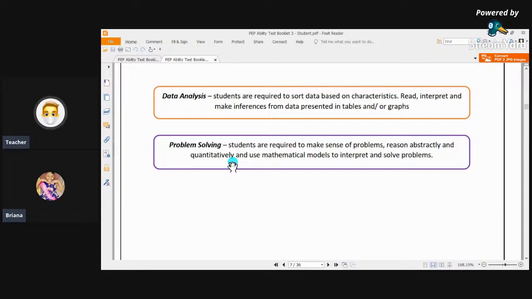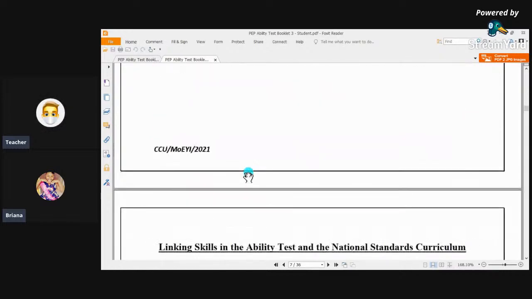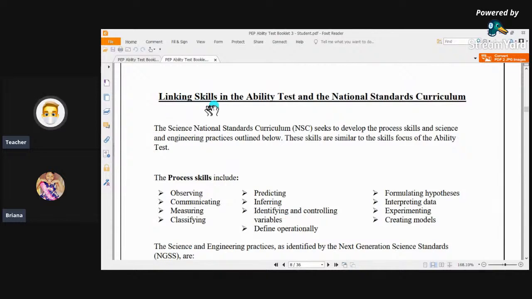So sometimes you'll have to use a model. You might have to draw a diagram and put in different measures on the diagram. You might have to draw something to get the different shapes, whatever needs to be done, so that you can solve the problem. It says here, linking the skills in the ability test to the national standards curriculum. So what we're doing is actually based on the curriculum that you are using now.